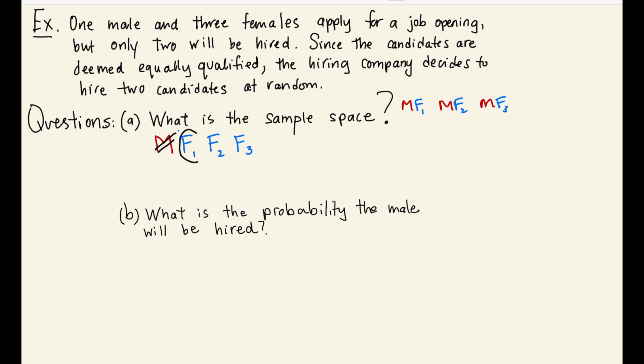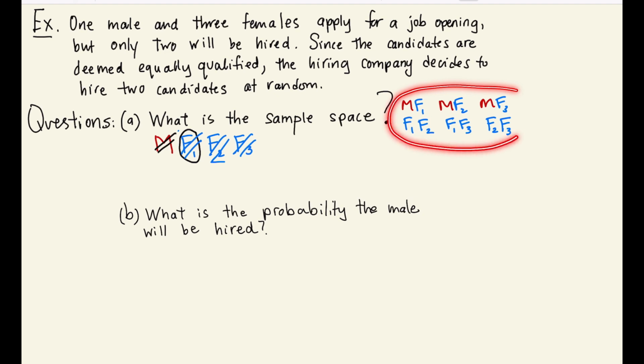And then I'm going to move on to the first female. Like I said, I usually try to do these things systematically. So the first female could be with the second female, or the first female could be with the third female. And then I've pretty much exhausted every pairing that includes the first female. The second female could be with the third female, and there's really no other possible pairing, so I've exhausted all my possibilities. So these are all the possible pairings, and you can see there are six of them.